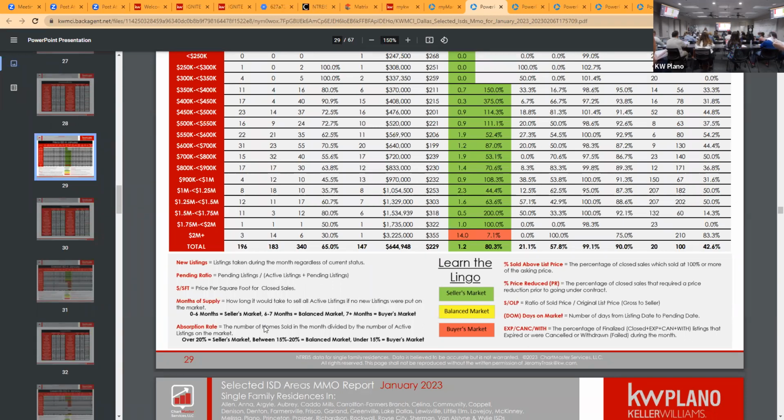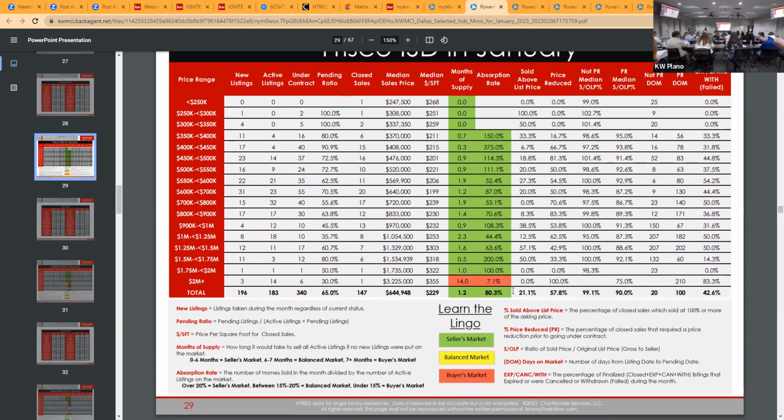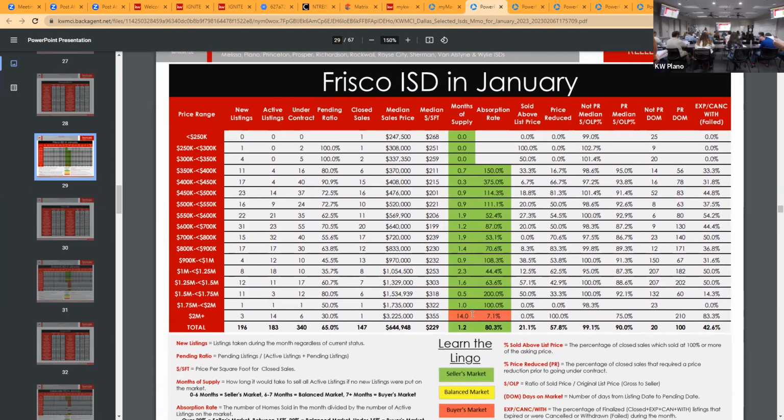Basically, it's correct. I would say the only thing you're trying to determine there is what market you're in. Correct. And you can see that the green is a seller's market, yellow is a balanced market, and red is a buyer's market, and those automatically populate for you here. So you're looking at Frisco ISD, and it's a buyer's market in the $2 million plus price range right now. Or in January, it was.